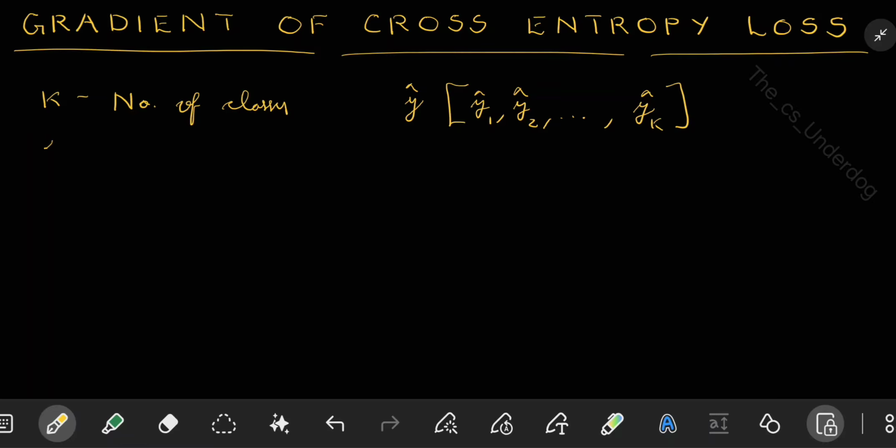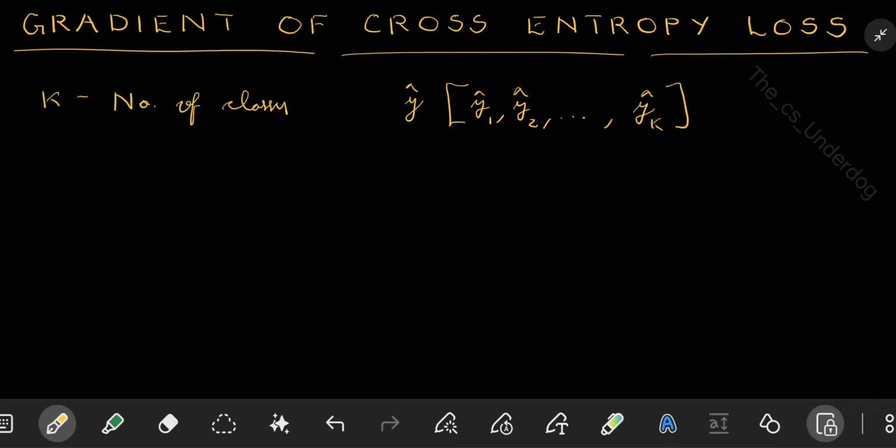What is the input? X is your input. X does not have importance in this particular lecture because we won't be using X for finding the gradient. Loss won't include X. So I'm removing X from here. Keep in mind X is the input. Y cap is the raw output or the logits.